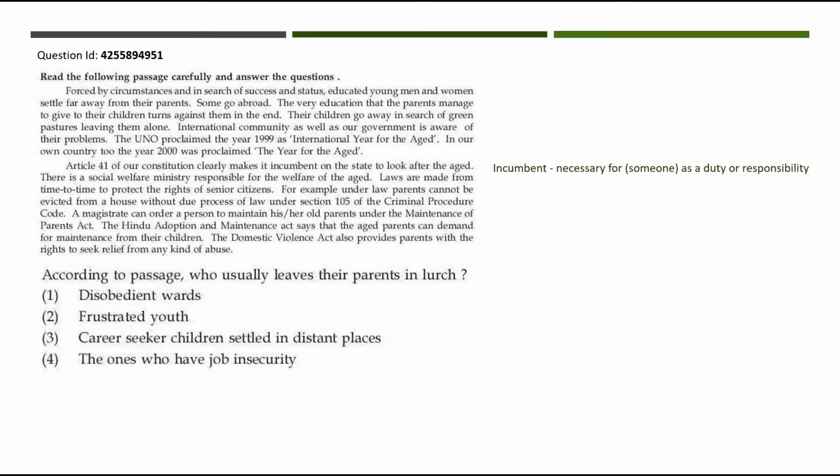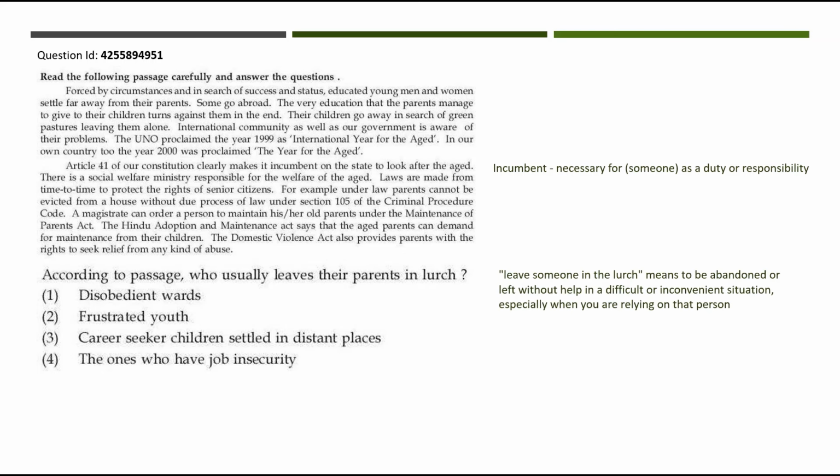According to the passage, who usually leaves their parents in the lurch? To leave somebody in the lurch means to be abandoned or left without help in a difficult or inconvenient situation, especially when you are relying on that person. We'll just see the options now. Disobedient wards, frustrated youth, career seeker children settled in distant places, the ones who have job insecurity. The paragraph didn't talk about any disobedience or frustration, and not even about job insecurity. So here we can take career seeker children settled in distant places. Option number 3 will be the right answer.